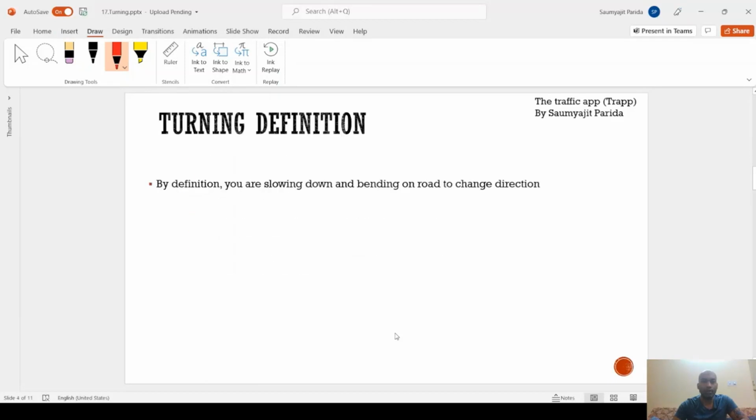Starting with the definition. By definition, you are slowing down and bending on the road to change direction. Turning means changing the direction. Very easy to understand and very easy to learn.